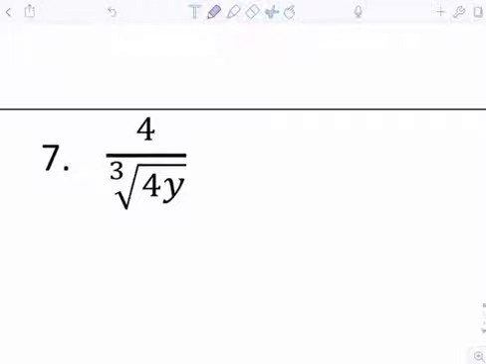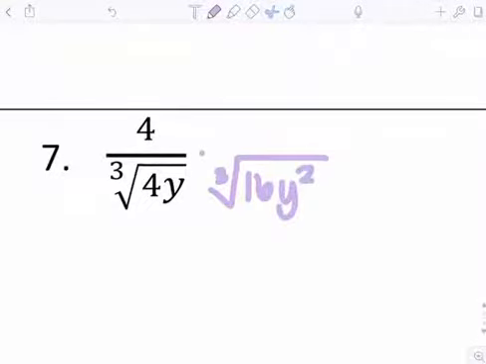Okay, with number 7, I have just one 4 and one y. We need 3 of the same thing, so I need 2 more 4s, right? 2 more 4s, that would be 16, and I need 2 more y's, so that all together, this would create y to the third. This could create 4 times 4 times 4, which is 64.